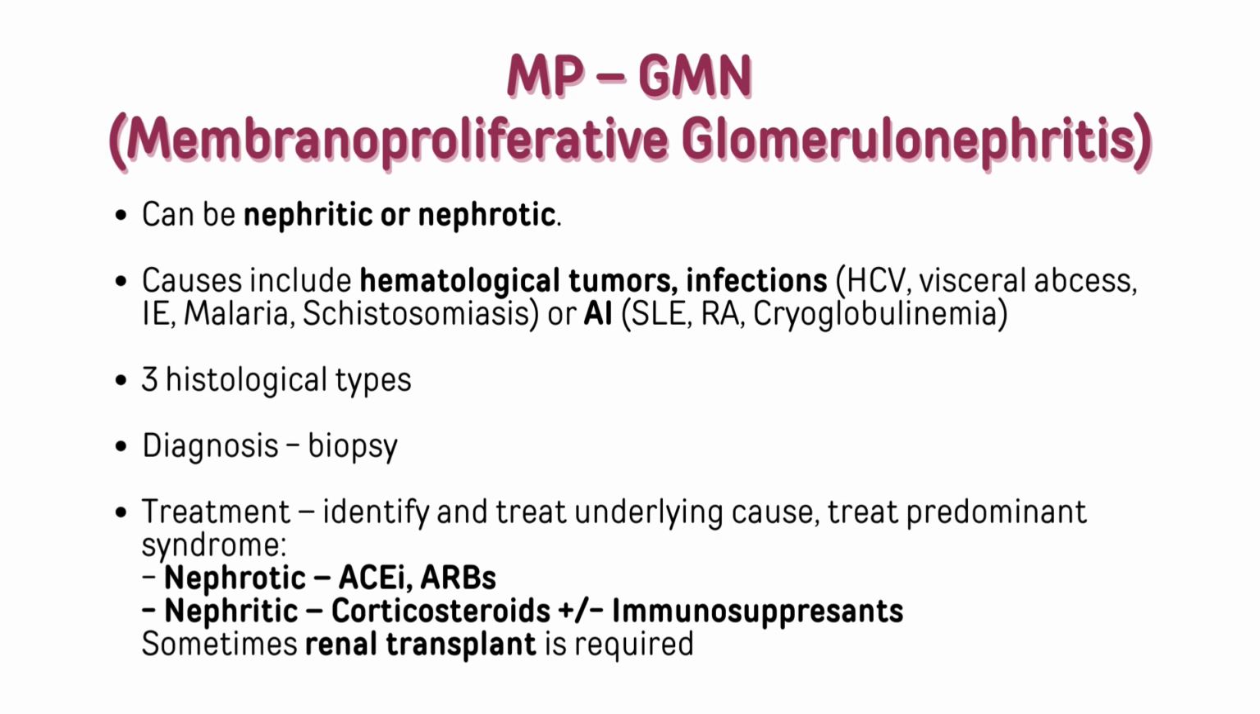Treatment consists in identifying and treating the underlying cause, and treating the predominant syndrome. Nephrotic syndrome can benefit from ACE inhibitors and angiotensin receptor blockers, and nephritic syndrome can benefit from corticosteroids and immunosuppressants. Sometimes renal transplant is required.